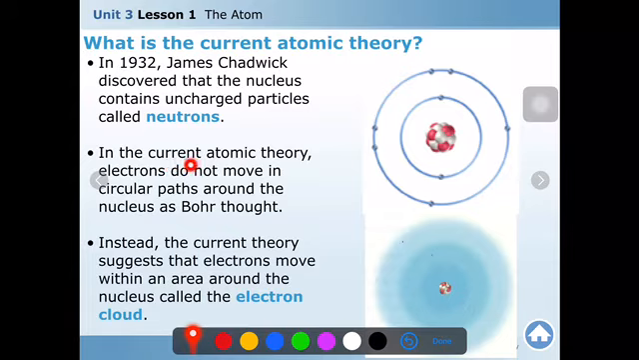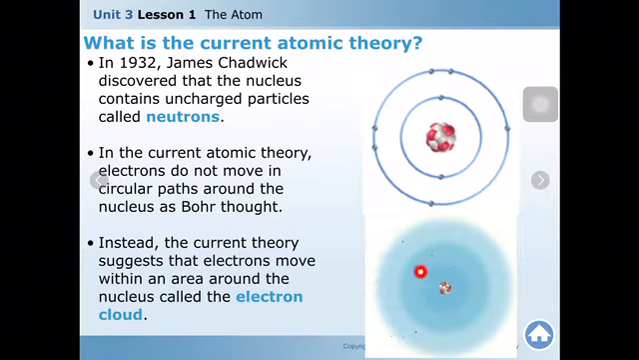In the current atomic theory, electrons do not move in a circular path around the nucleus as Bohr thought. In the Bohr model, we knew that electrons were actually revolving around the nucleus in a circular path. But after that, the current theory suggests that electrons move within an area around the nucleus called the electron cloud.